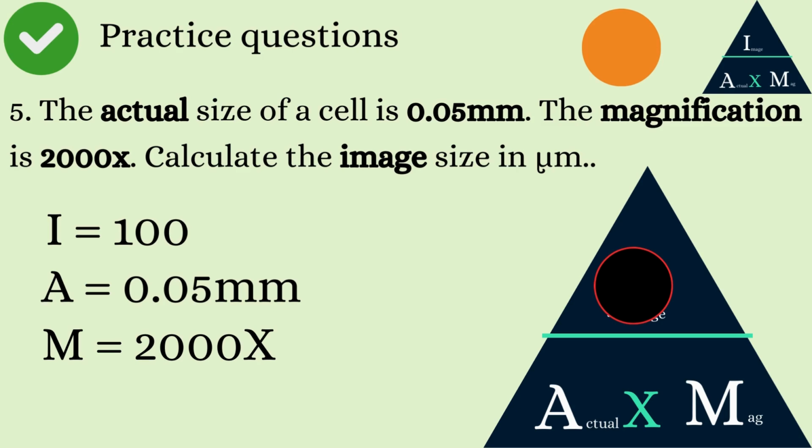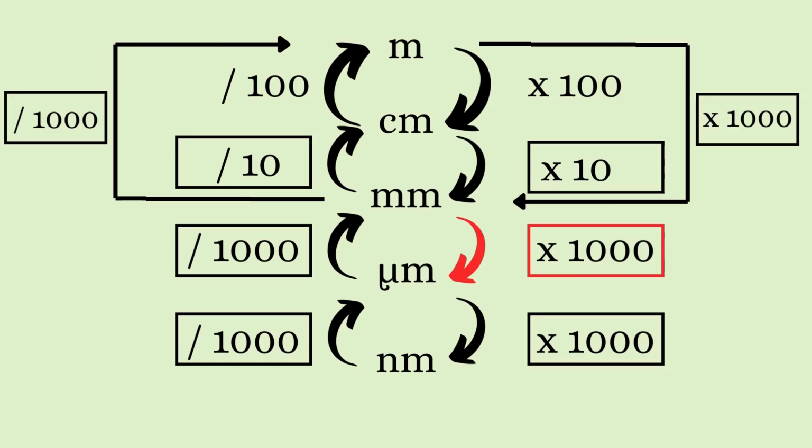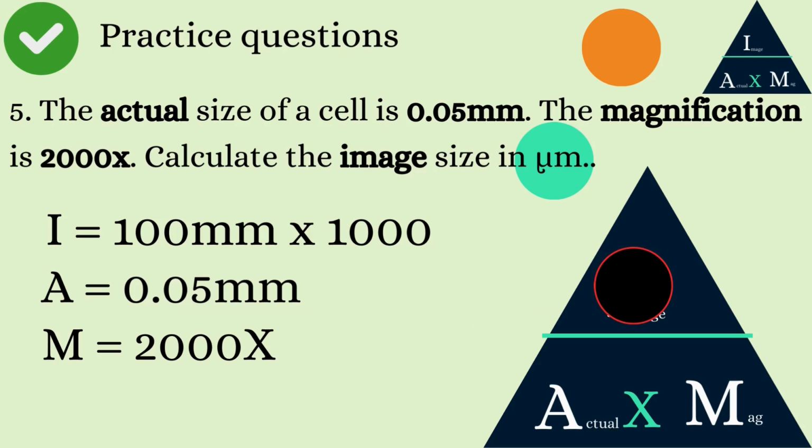But again, this is in millimetres as provided by the actual size, also in millimetres. And seeing as the question has asked for the answer to be in micrometres, I need to convert. I can go back to my conversion chart to check what I need to do, and in this specific case, I times 1000. So I do 100 times 1000 to give me 10,000 micrometers.